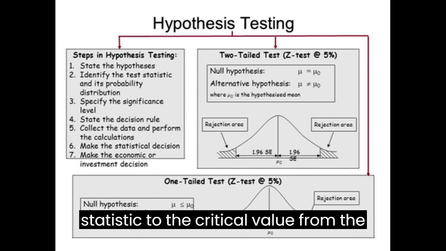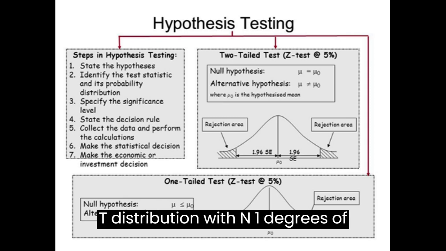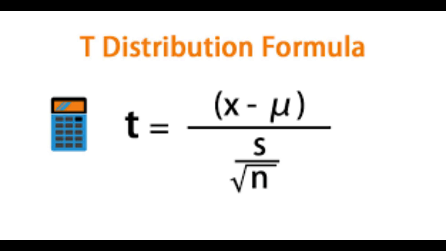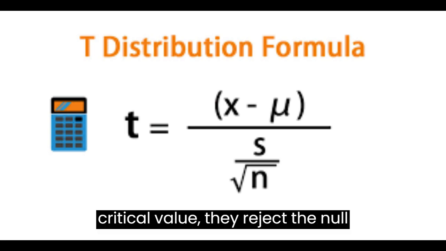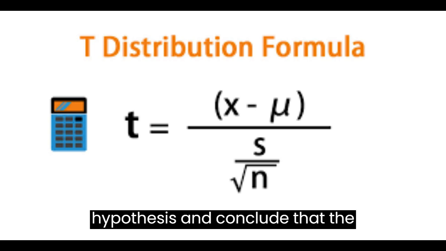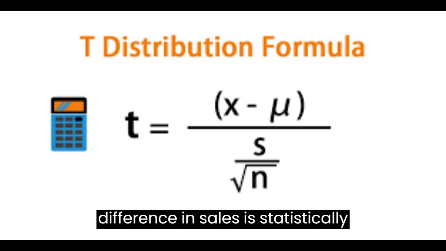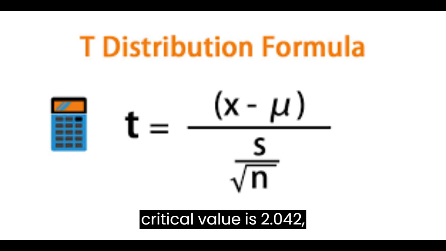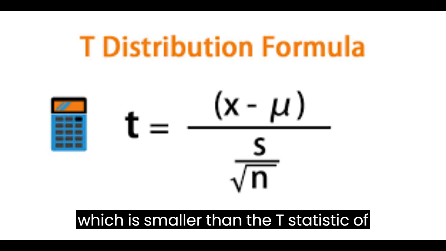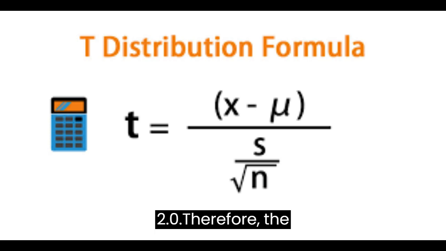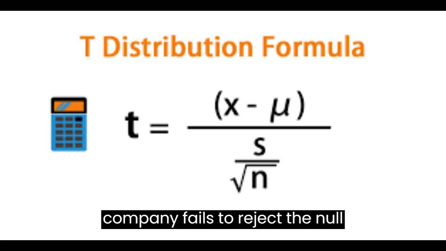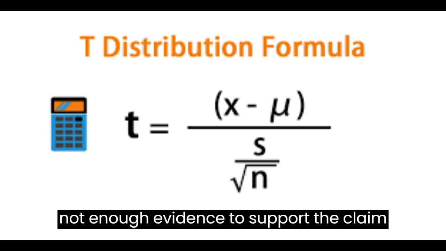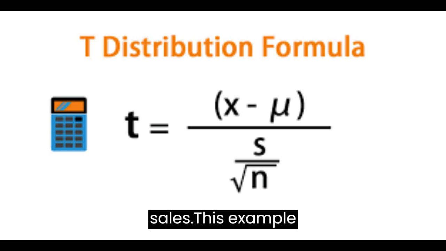They compare the t-statistic to the critical value from the t-distribution with n-1 degrees of freedom, where n is the sample size. If the t-statistic is larger than the critical value, they reject the null hypothesis and conclude that the difference in sales is statistically significant. In this case, the critical value is 2.042, which is larger than the t-statistic of 2.0. Therefore, the company fails to reject the null hypothesis and concludes that there is not enough evidence to support the claim that the advertising campaign increased sales.